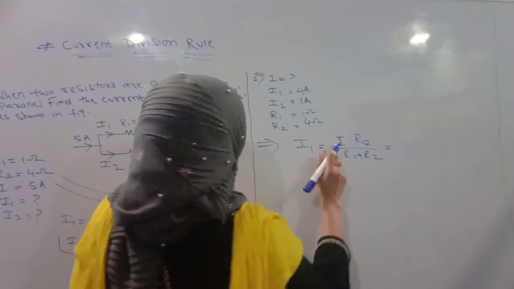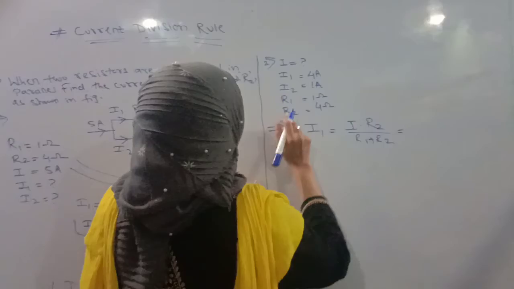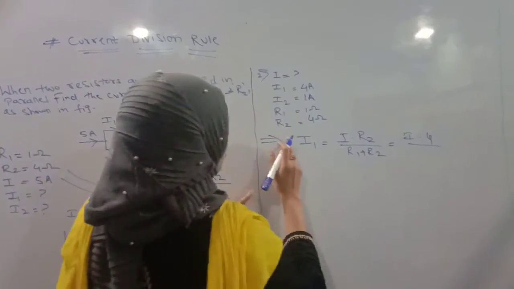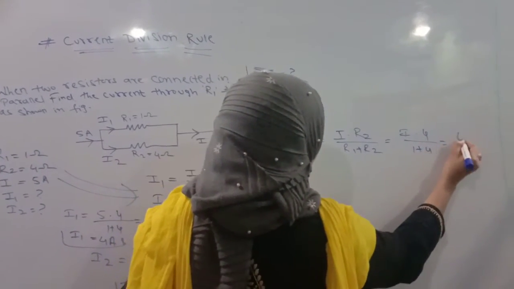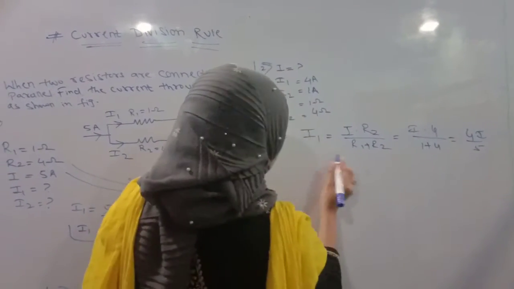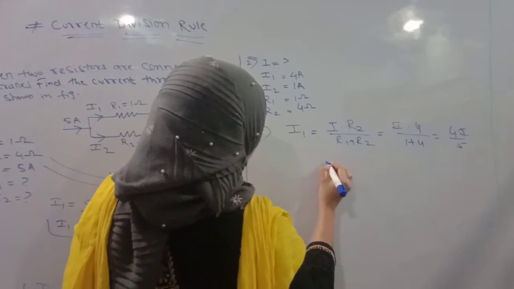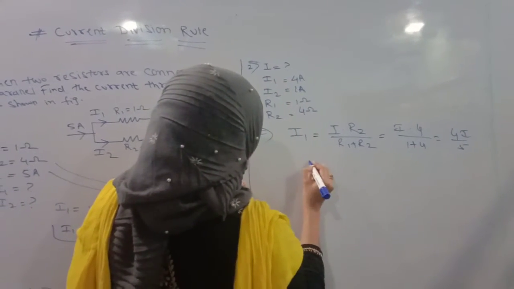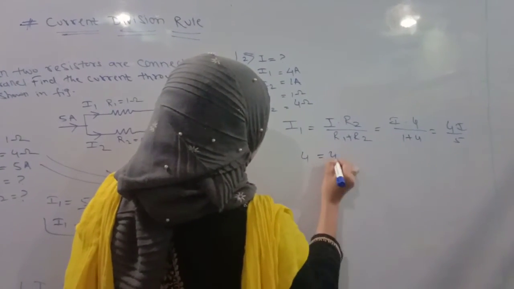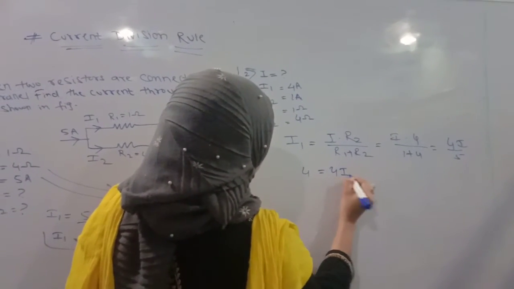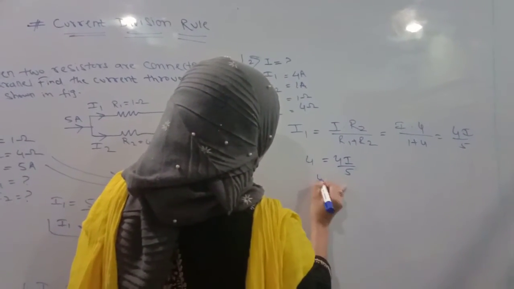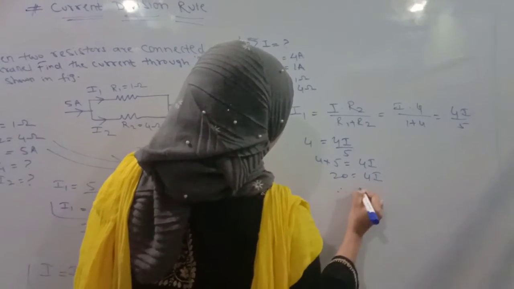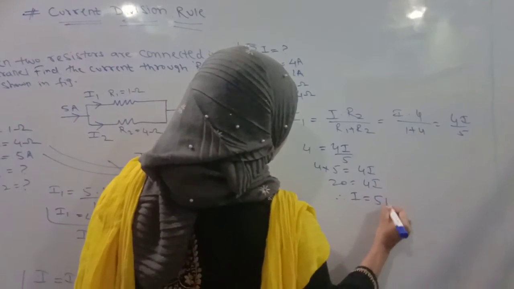Similarly, substitute the values here. I is what we need to calculate: I times R2, which is 4 ampere, divided by the summation of all, 1 plus 4. So again 4 times I divided by 5. Since I1 is also mentioned here, 4 is equal to 4I divided by 5. So 4 times 5 is equal to 4I, so 20 is equal to 4I. Therefore I is equal to 5 ampere.